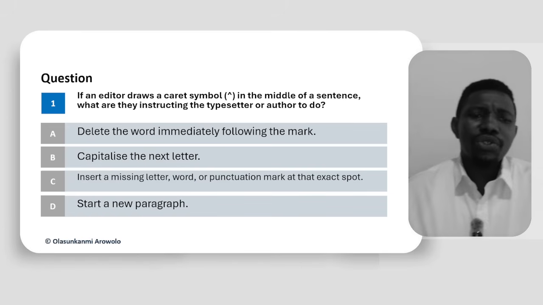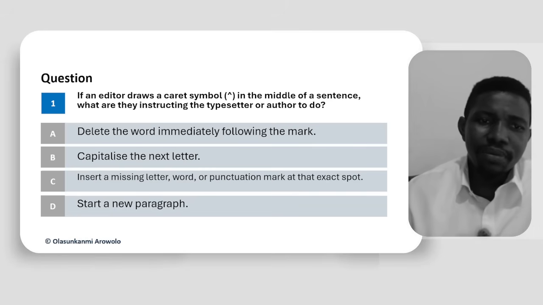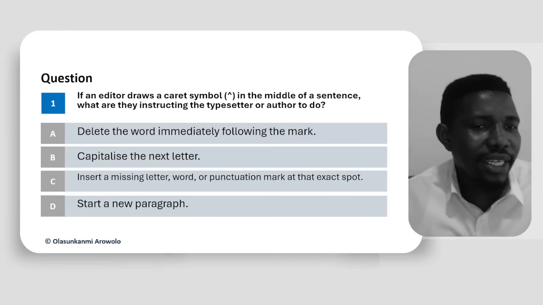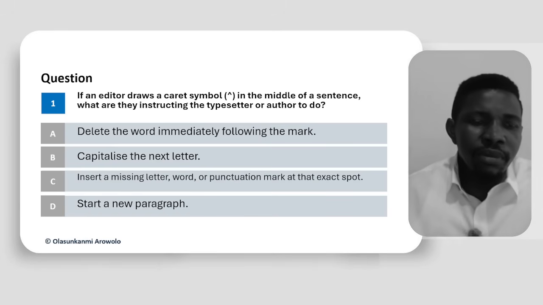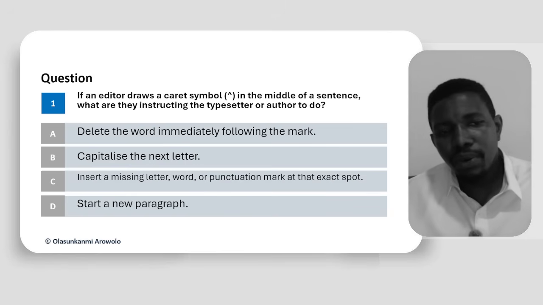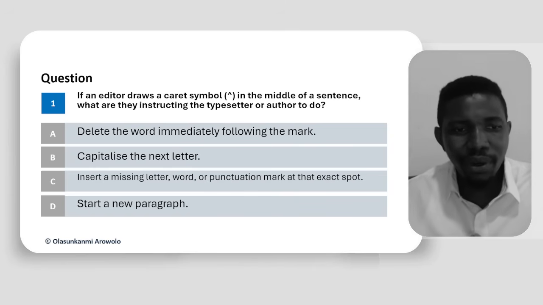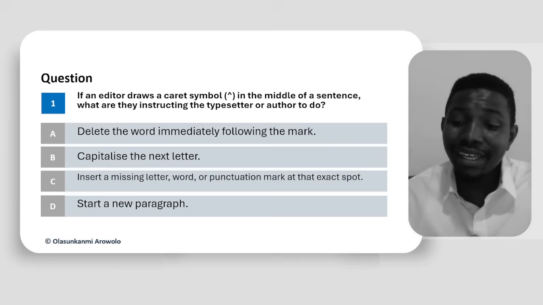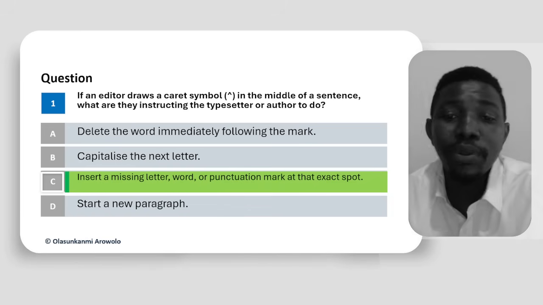If an editor draws a caret sign, which is the sharp angle facing up, in the middle of a sentence, what are they trying to say to the typesetter or to the author? Does it mean that they should delete a word, or capitalize the next letter, or insert a missing letter, or start a new paragraph? By now, you should know. The correct answer would be to insert a missing letter or word or punctuation.